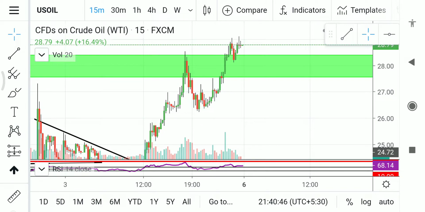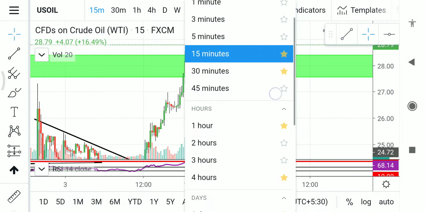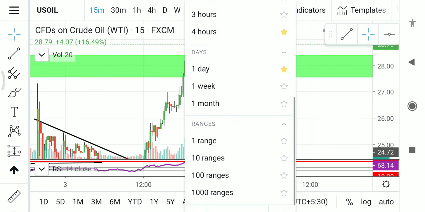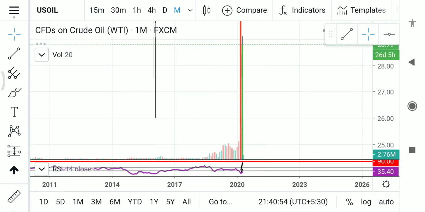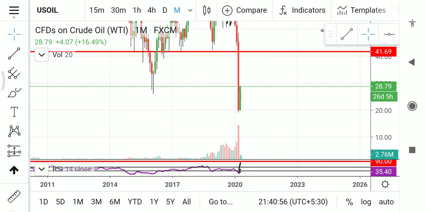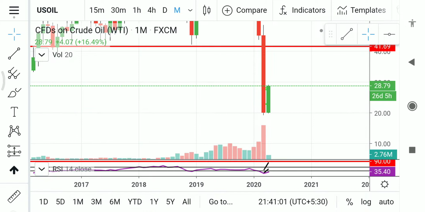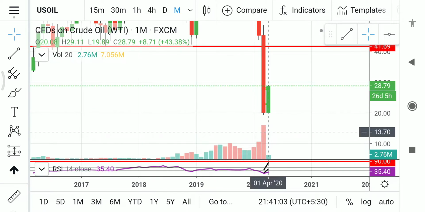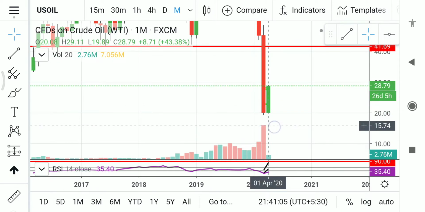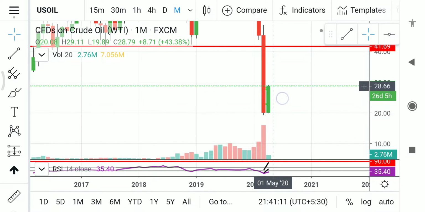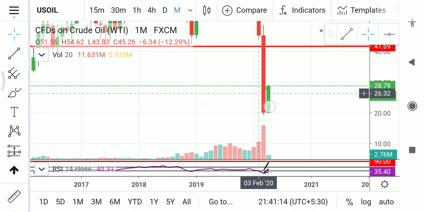I'll just show you how I do a top-down analysis. From monthly, we will go. Okay, I'll just start. This month started in April, and this candle will still end in 26 days and 5 hours, so there's time left for this candle to close. The previous candle started on March 2.